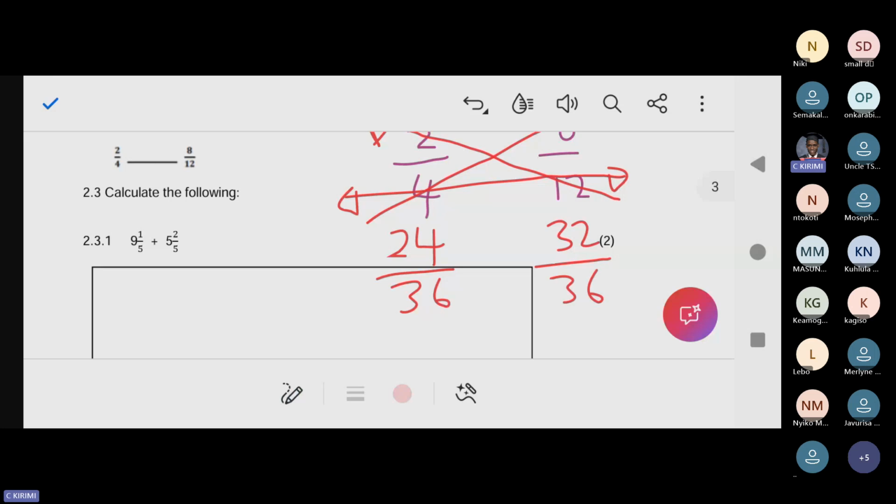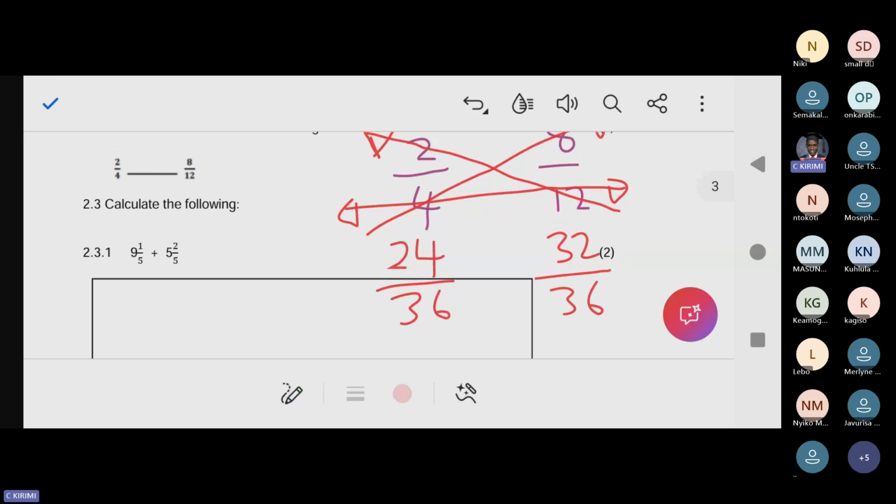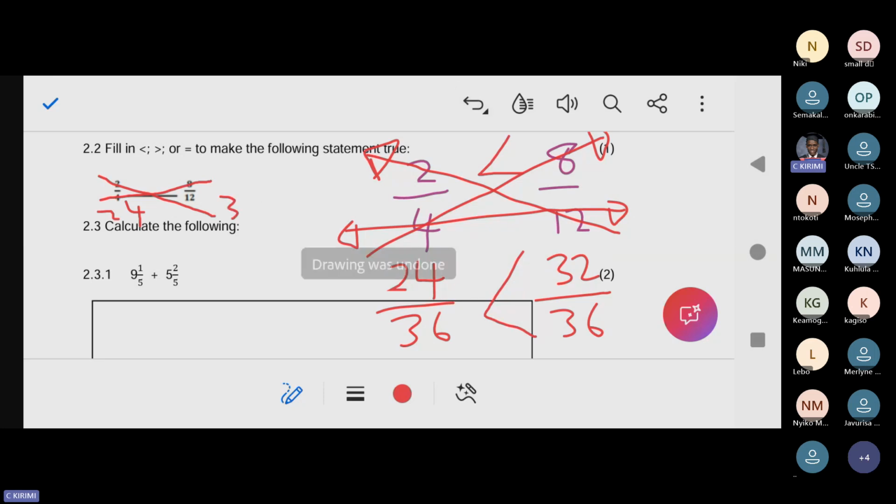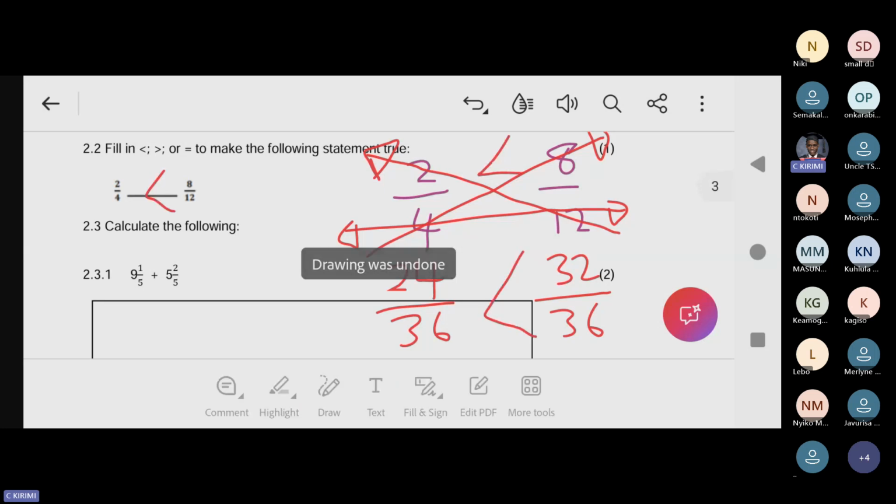So you are now comparing those two fractions. Now they have the same denominator, you can compare which one is bigger, 32 or 24. You are only comparing the numerators. So you find out 32 is bigger, which means that 8/12 is bigger. So you just cross multiply those two numbers. On the left-hand side you are getting 24 and on the right-hand side you are getting 32. Which number is bigger between 24 and 32? It's 32. So your answer is 8/12 is bigger.